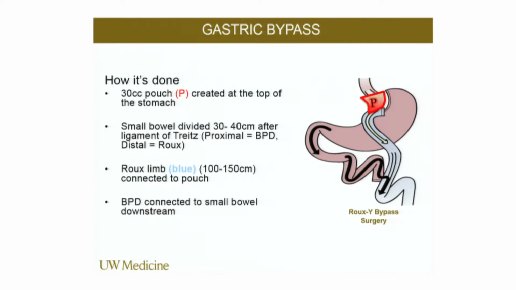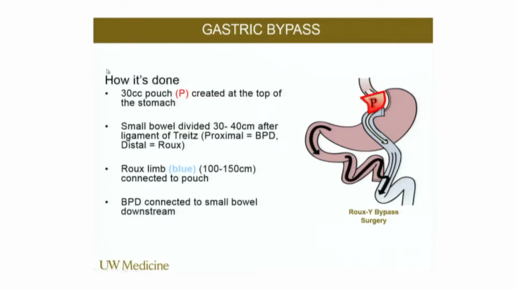We then find a spot on the intestines about 150 centimeters downstream, and we drag it up and connect it directly to that pouch. So after this operation, after 2 to 3 bites of food, that pouch is full. If you keep eating, you'll either stretch it out and have pain, or you can even throw up. So it physically is restricting how much you can eat. We then reconnect things downstream, and that's where the Y comes from.